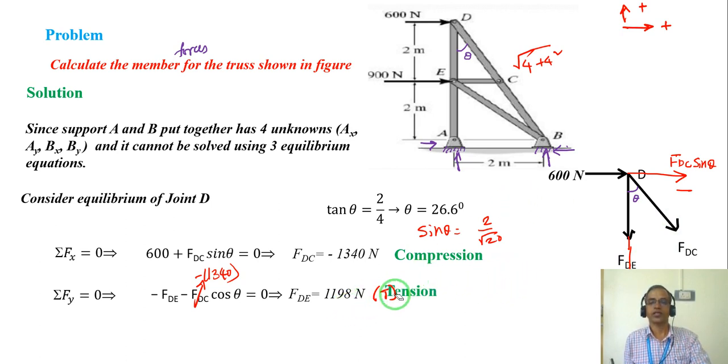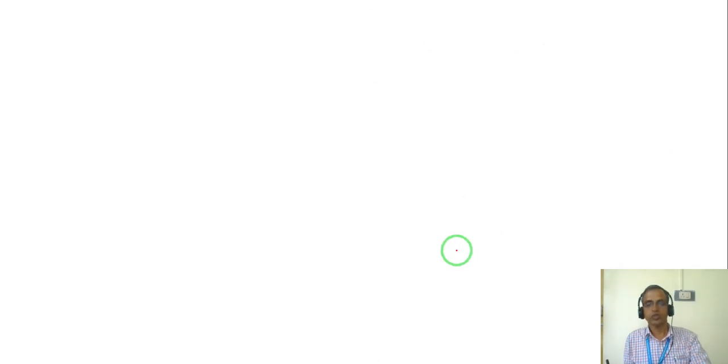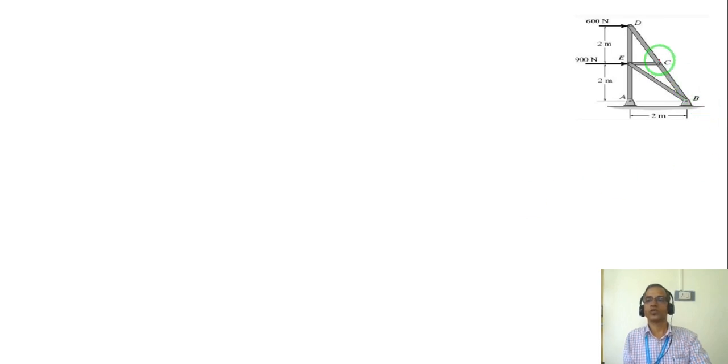Okay, so that's how I can write it as a tension. So I finish the analysis of this. I have to move to the next joint. That means this and this. So I go to joint C. So now I have to go to joint C.